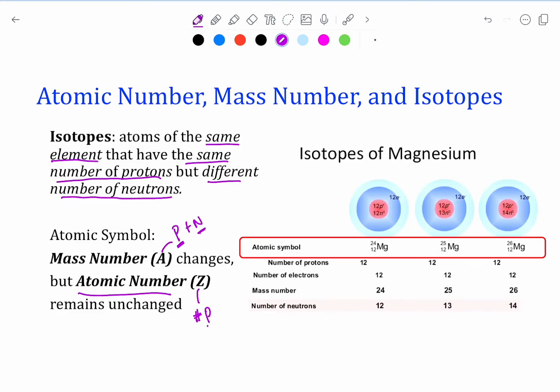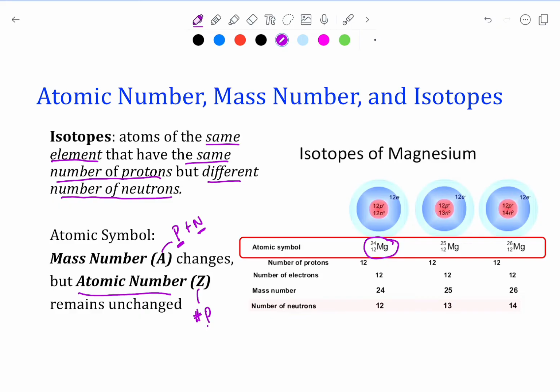Okay, so let's look at magnesium again. So here's our first one that we were looking at before. Okay, we have our atomic symbol of magnesium with a 24 and 12. Okay, so we know it has 12 protons and 12 electrons, as well as a mass number of 24, meaning it has 12 neutrons. Okay.